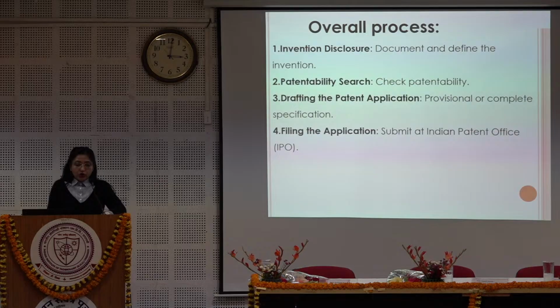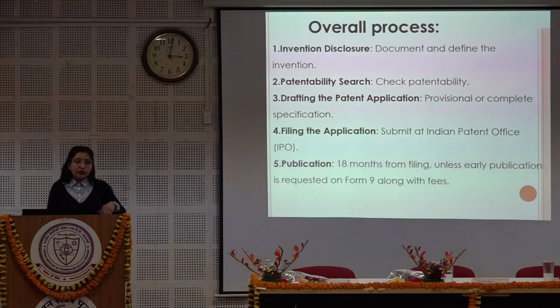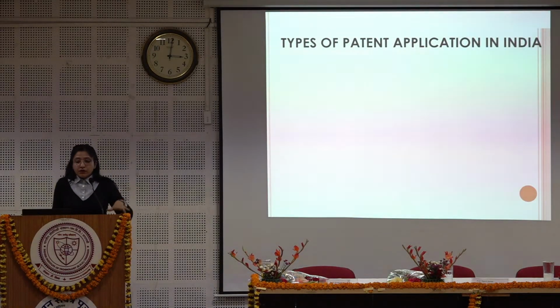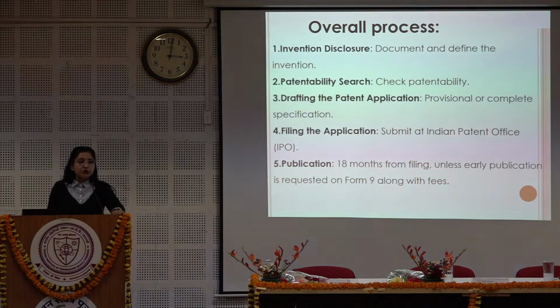So what are the different documents which are needed for filing a patent? The overall process is that once you know that your idea has to be patented, you need to submit an invention disclosure form. If you yourself are not filing the patent application, then you are given an invention disclosure form which has all the details related to filing a patent for the invention. So you need to submit all the documents related to the invention.